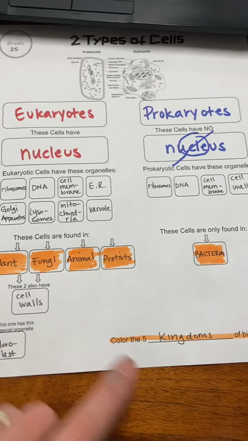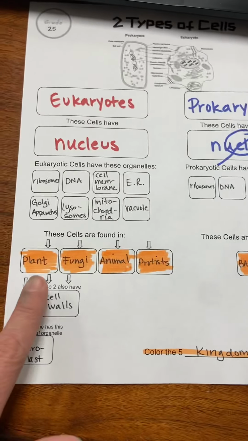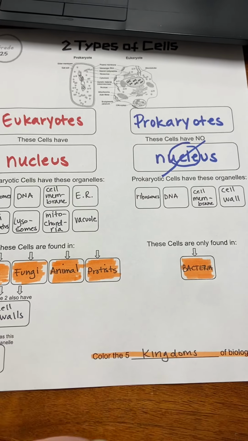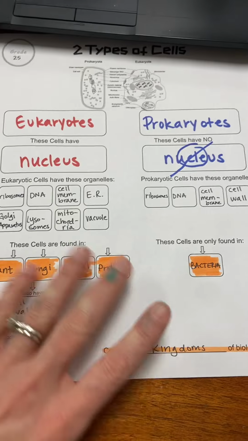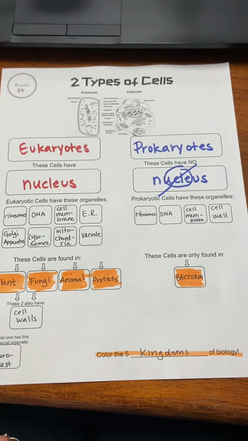So I want you to write kingdoms right here, and color the 5 kingdoms of biology. Shade or color in the 5 kingdoms of biology. And that will complete page 11, and make sure you're prepared for the test.